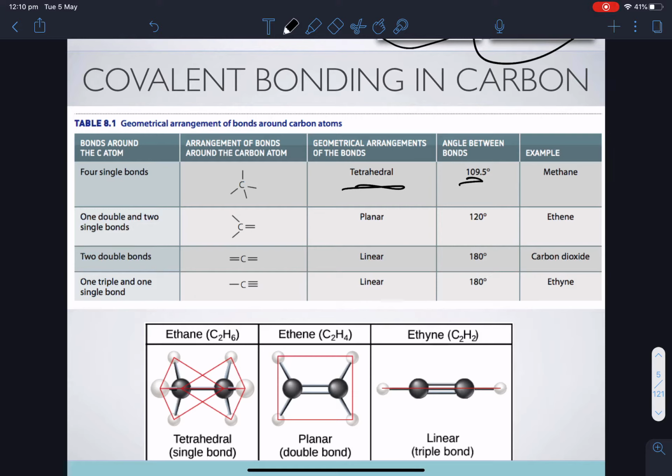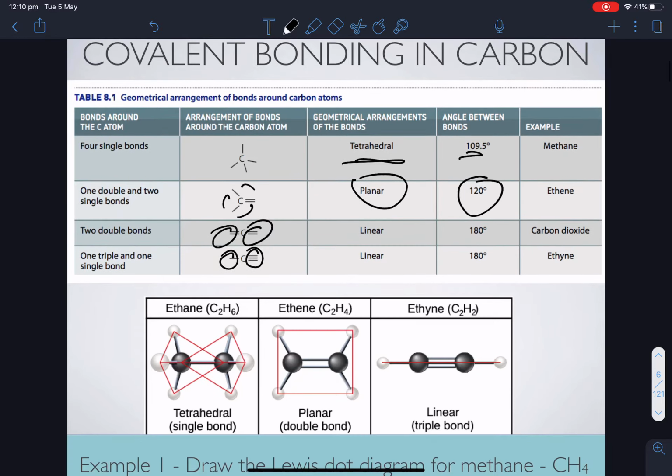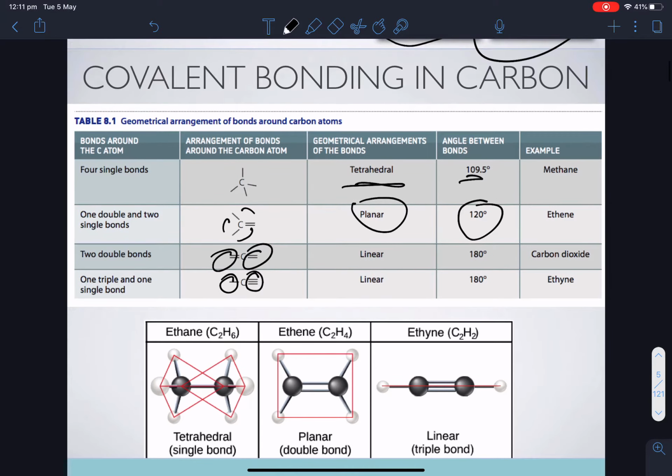When you have 1 double and 2 single bonds, you have 3 bonding regions, and each of those will push away at each other equally. So it's going to be in a single plane at 120 degrees between each of these bonds. 120, 120, 120, all in the same plane. When you have 2 bonding regions, or 2 double bonds, or even 2 bonding regions, 1 single bond and a triple bond, they're both going to form linear molecules where those regions of electrons are going to be 180 degrees away from each other.